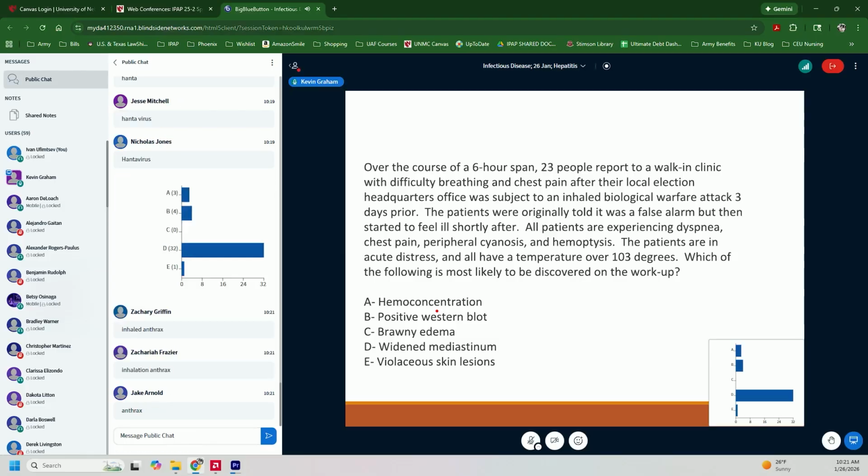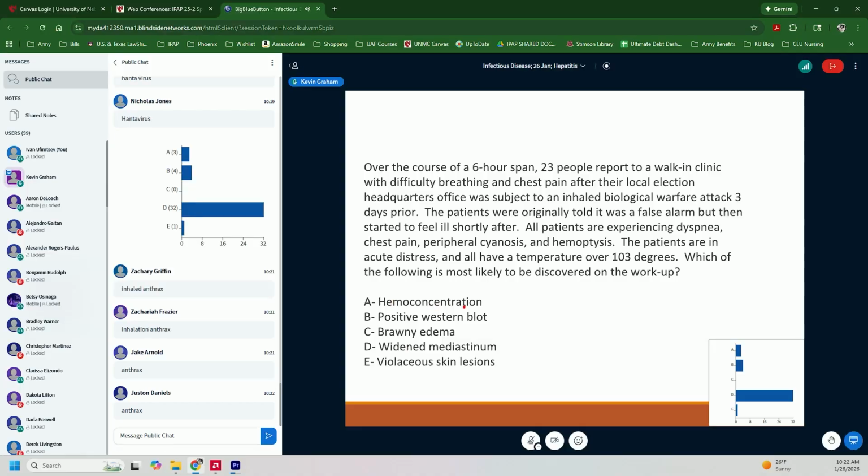Inhaled anthrax. Yep. So anthrax has several different types. This time it's an inhaled anthrax. And the question specifically, most likely that we're going to find on that workup, hemoconcentration. There is a condition that we saw that we might run into hemoconcentration during our lab testing, and that's a pretty ominous finding. What condition might we find hemoconcentration in?